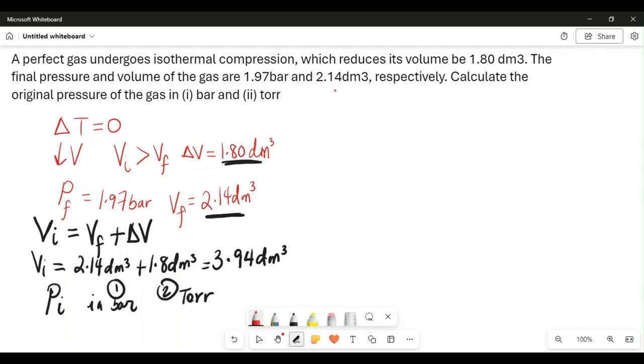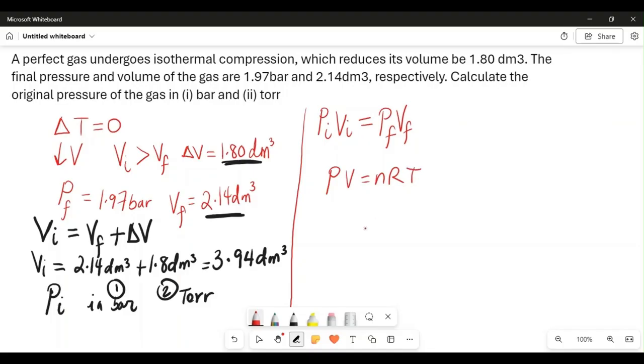It's important for you to know that we would use the formula P initial times V initial equals P final times V final. Not regularly, we have PV equals nRT, right? The temperature in this case is going to be the same. So even if you do PV equals nRT for one and then PV equals nRT for two, the temperature will simply cancel out, because the T initial and the T final are basically the same thing.